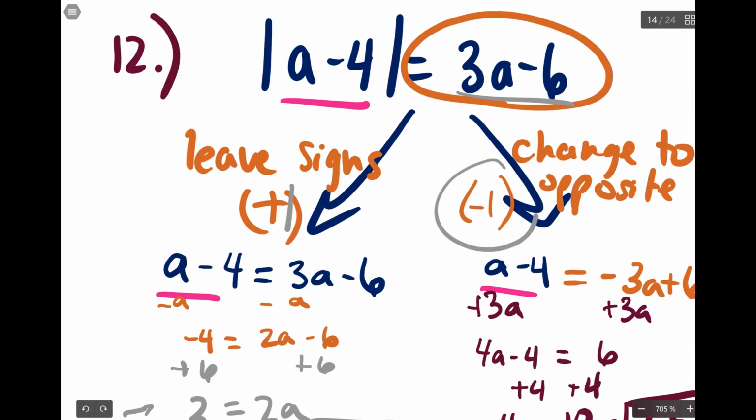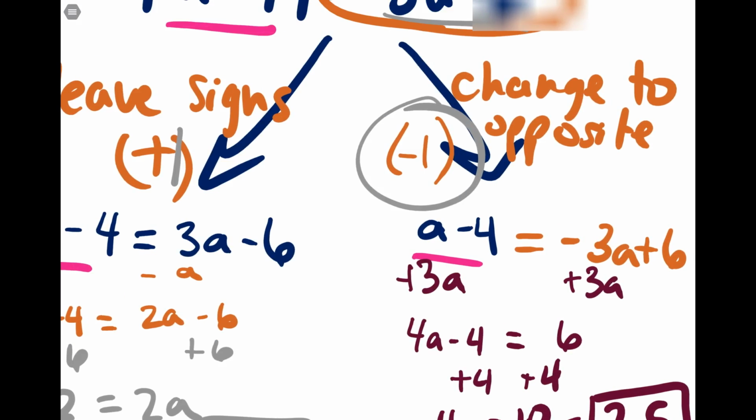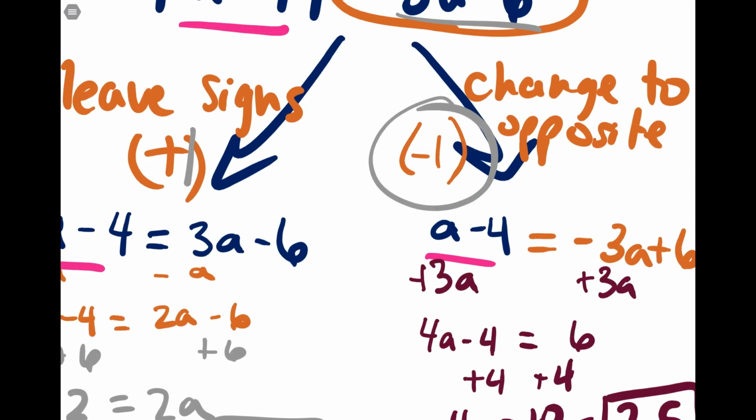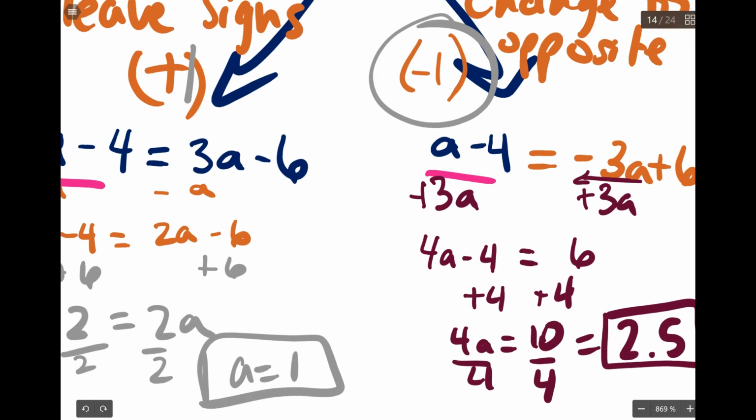Now, this right side is the harder side. This is why I was saying you're multiplying by a negative 1. If I multiply 3a by negative 1, you get negative 3a. If I multiply negative 6 by negative 1, you get a positive 6. So we flip the sign of everything. I'm going to move this over to the other side because it's a negative, and I like having my coefficient be positive, so I add 3a on both sides. 4a minus 4 equals 6, add 4 on both sides, so you get 4a equals 10, divide by 4, and you get a equals 2.5.